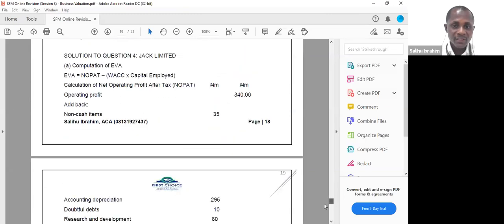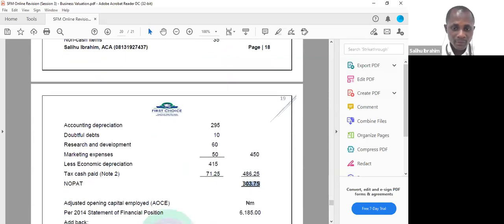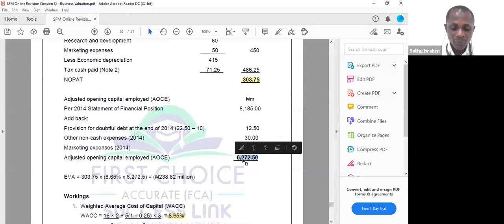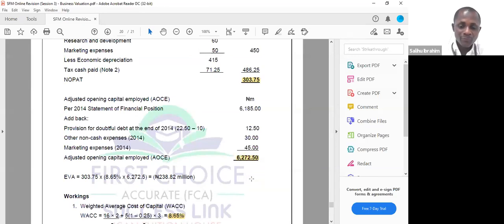So pick the 303 here. Can you see that? You pick this 303. Come and pick the adjusted capital employed, which is 6272.5. Now, this adjusted capital employed will be multiplied by the WACC. We have 0.0865 times 6272.5. That is 542.57. Now deduct it from 303.75. We have 238.82 negative.